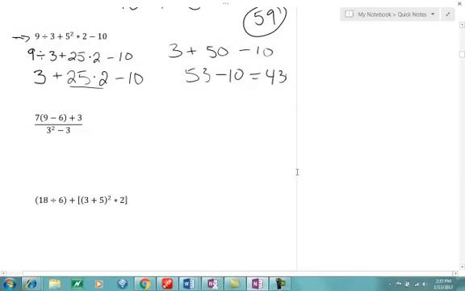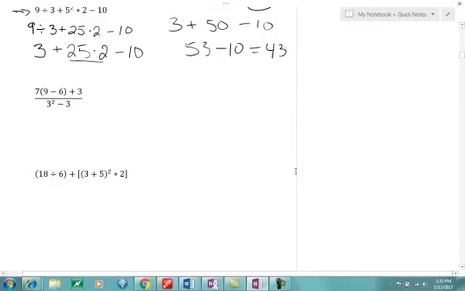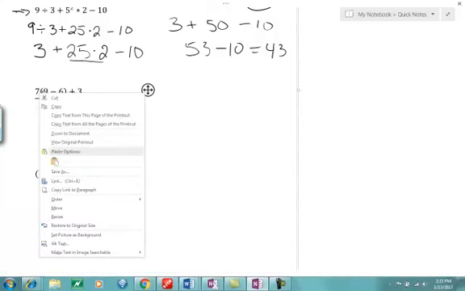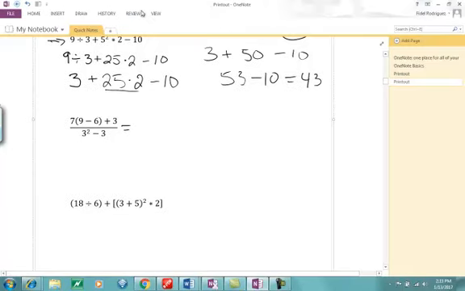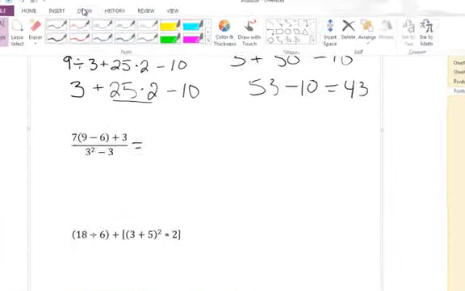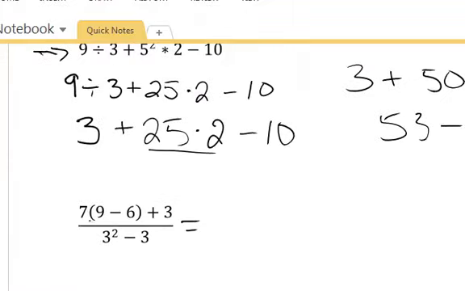For my next part here, if you notice, I have both parentheses and fraction bars. So I'm going to do what's on the inside of the parentheses first. Even though I don't see it here, the operation that's understood there is multiplication. Right here, that's multiplication. Okay, so I'm going to do what's on the inside of the parentheses first.